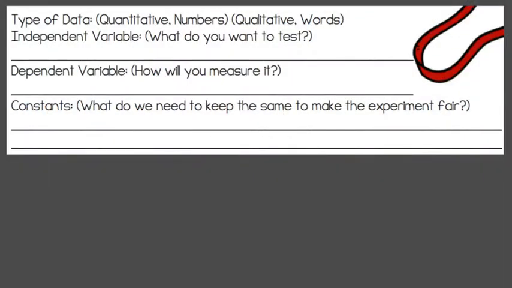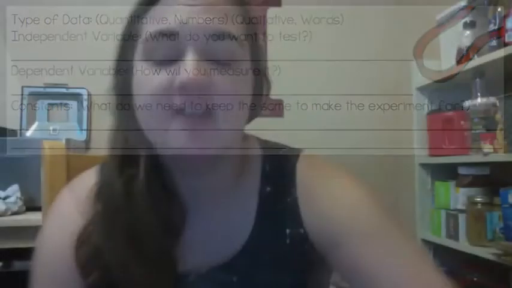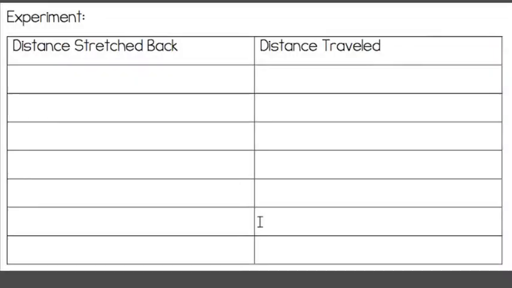And then finally, what do we need to keep the same for the experiment to be fair? The same person should be shooting a rubber band each time. You should use the same type of rubber band. The rubber bands should be about the same oldness. They should be the same temperature, even though that doesn't matter quite as much here. And those are all really good things. So all we're going to do is distance stretched back, distance traveled.